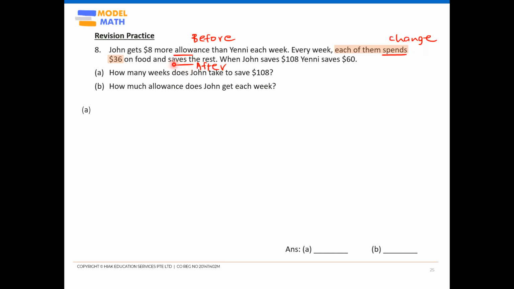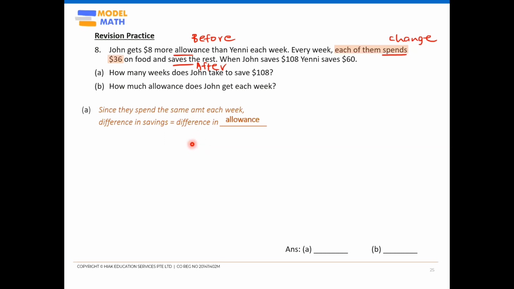Okay, so we learned this in the before change after concept. We learned this in ratio before also. Unchanged difference concept. So when both persons experience the same change, they spend the same amount of money each week, the difference in the end in the savings is equal to the difference in the allowance at first.